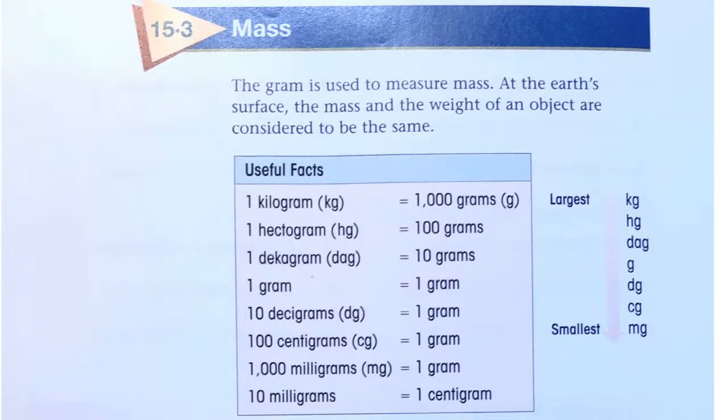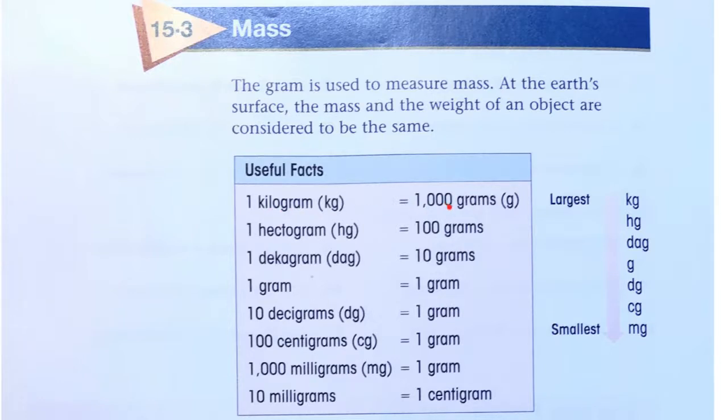Basic Math, Chapter 15, Section 3, Mass. The gram is used to measure mass. At the Earth's surface, the mass and the weight of an object are considered to be the same. Useful facts. Here we have a table of conversions.